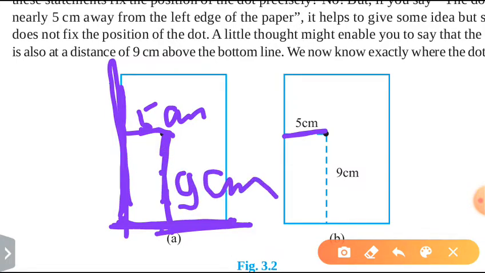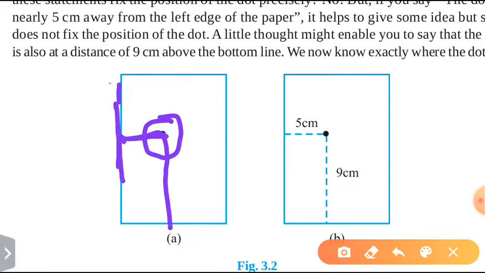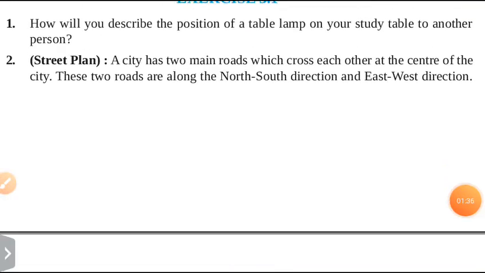Similarly, for locating the position of the table lamp, you should know the distance between the vertical line and the point, and the horizontal line and the point. Now question number 2 is very lengthy.